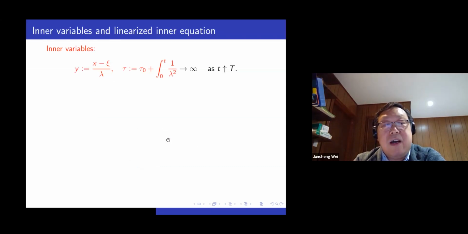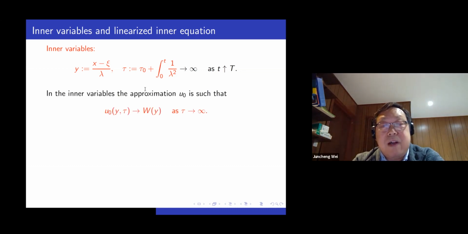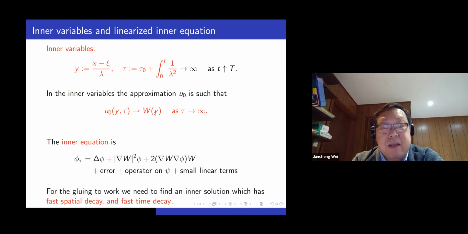Let's look at the inner problem. We use the inner variable, and in the inner variable our approximation will be just the degree 1 harmonic map. The inner problem becomes a linearized problem around the degree 1 harmonic map, plus some error from an operator on the outer problem and small nonlinear terms.